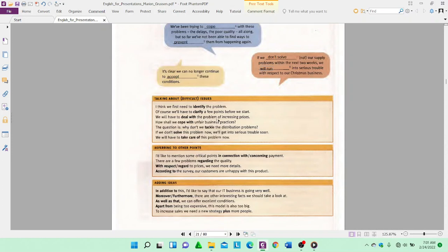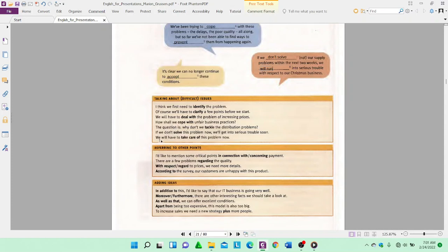yang tidak adil. Okay? Atau bisa juga kita bilang yang ini ekspresinya, the question is why don't we tackle the distribution problems? Pertanyaannya adalah kenapa kita tidak tackle, ini kayak main bola ya, tackle. Saya tackle dia, artinya diberhentikan. Wah, ya kan? Apa yang diberhentikan? Problemsnya. Jadi mirip lah artinya ya, tapi tidak pakai with kalau tackle. Atau ini, if we don't solve this problem now, we will get into serious trouble soon. Sama ya, kalau solve sudah tahu artinya ya.